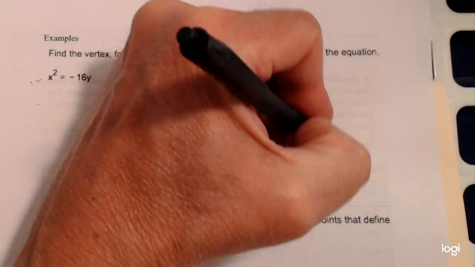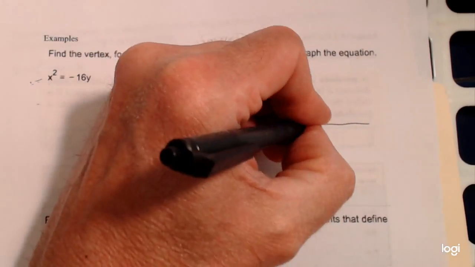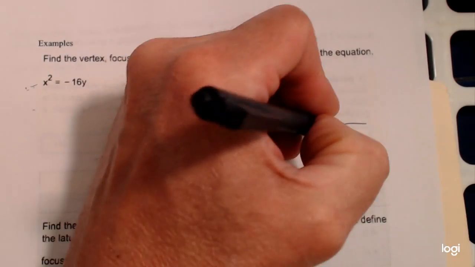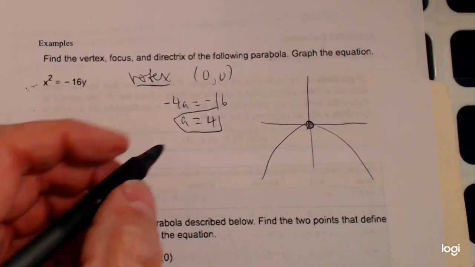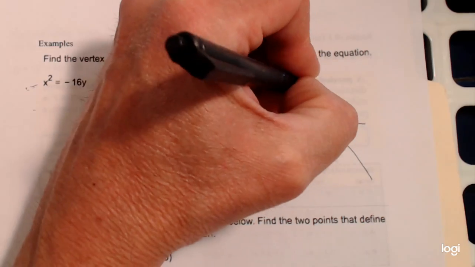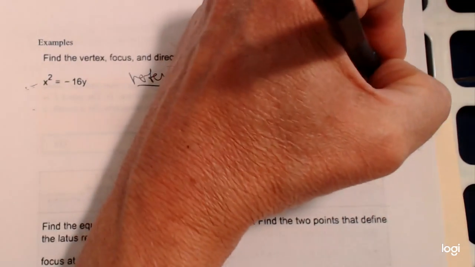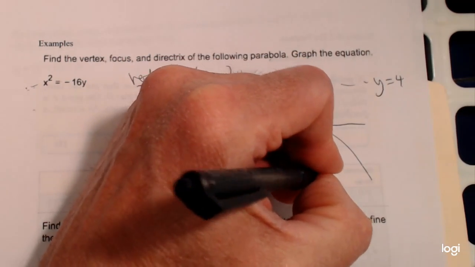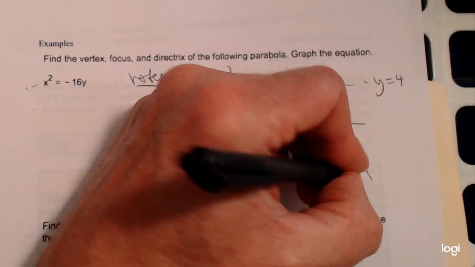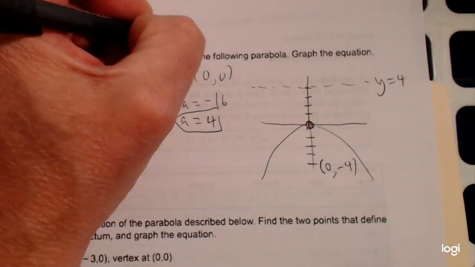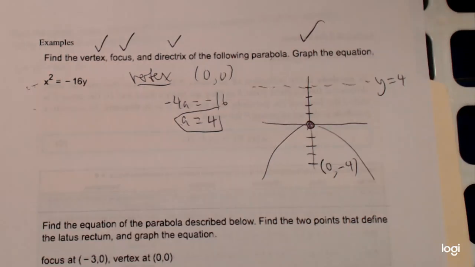So now we can draw it. So the vertex is here. We know that it's opening down, like so. We know that the a is 4. So the directrix is up here, y equals 4. And the focus is here, which is (0, negative 4). So we've got the vertex, the focus, the directrix, and we've graphed it.